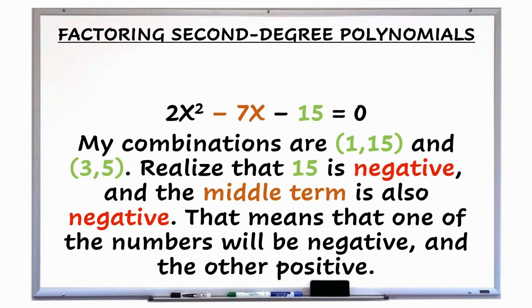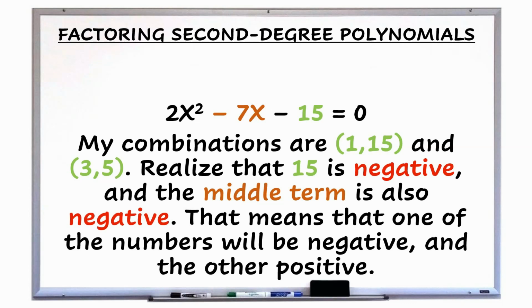We're going to find the combinations of the third term, the number that is by itself, which is 15. And those combinations are 1 and 15 and 3 and 5. There's no other combinations. Realize that 15 is a negative number and the middle term is also negative. So that means that one of the numbers will be negative and the other will be positive. Makes total sense. If you use, for example, 1 and 15, you will need negative 1 times positive 15 equals negative 15, or positive 1 and negative 15 equals negative 15.